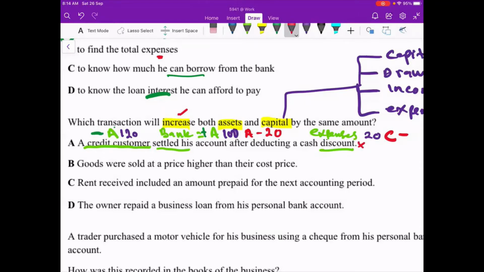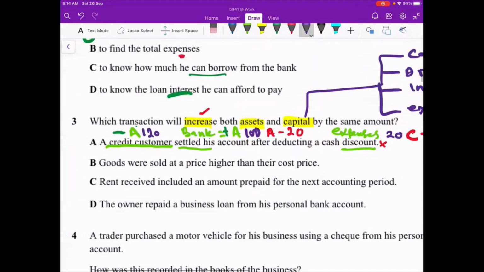Okay, next one, we do B. Goods were sold at a price higher than the cost price. So now I sell the inventory. Whenever I sell the inventory, my goods will be reduced. Let's say my goods value is 100, it is my asset, and we sell for a higher price.